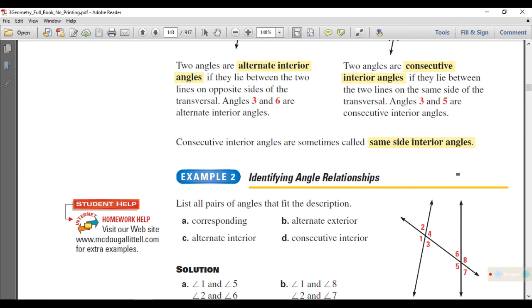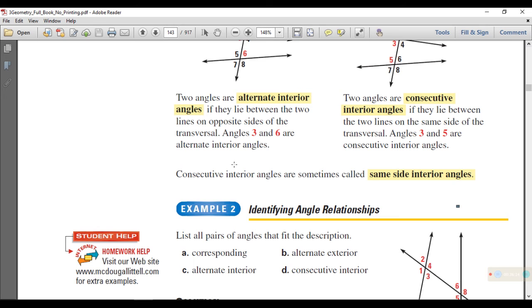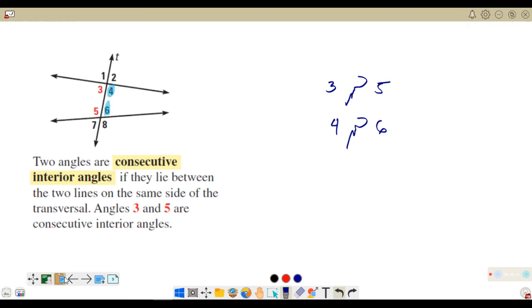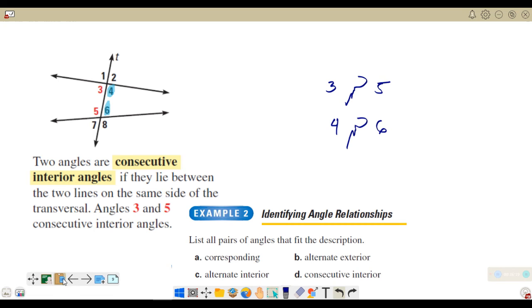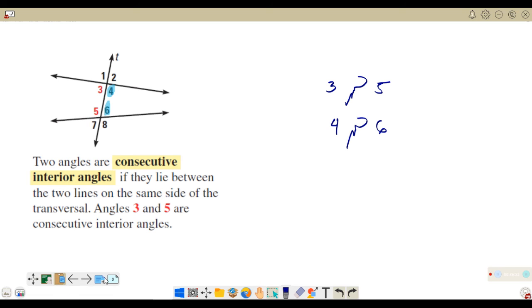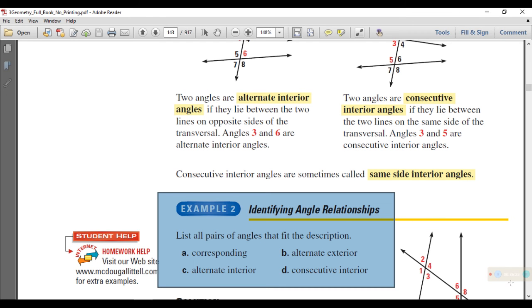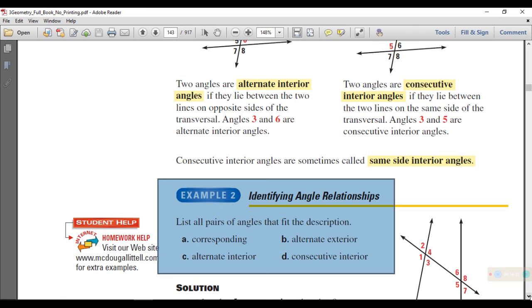Now, identifying angle relationships, list all pairs of angles that fit the description. Practicein natin yung ginawa natin kanina. Kakopy natin tong drawing.